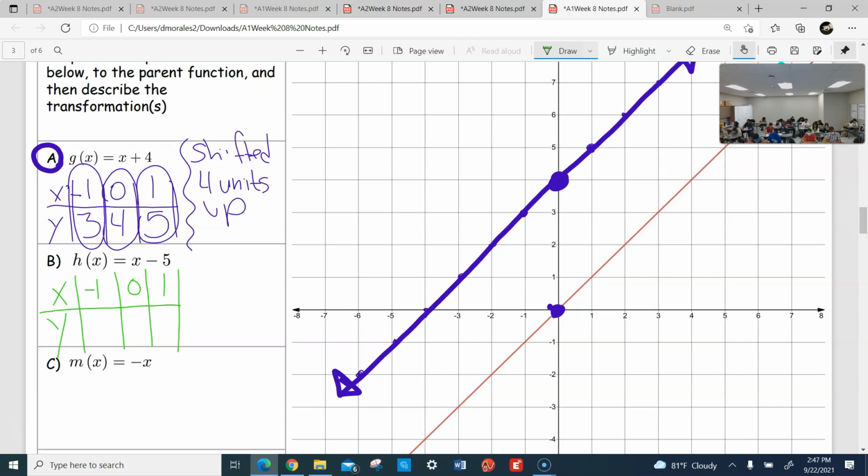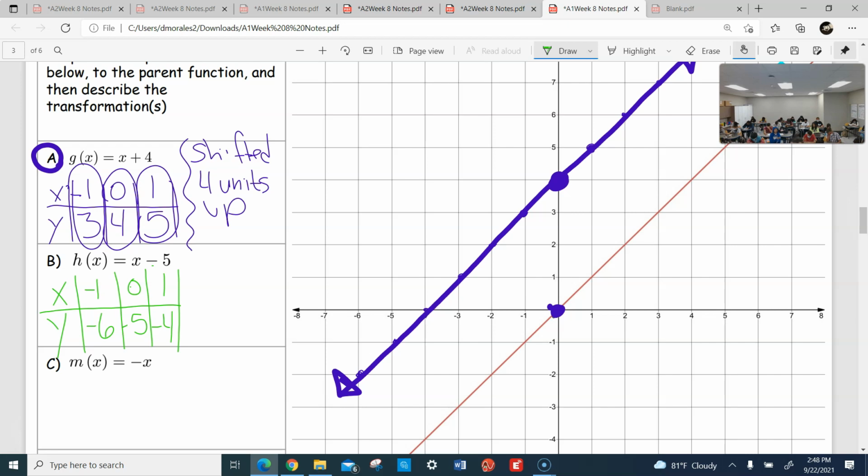The rule for this second line says to take your x value and subtract 5. So whatever x is, minus 5. What's -1 minus 5? -6. What's 0 minus 5? And what is 1 minus 5? And you should see a pattern with these straight lines with your answers, like -6, -5, -4, going up by one, like before with 3, 4, 5.